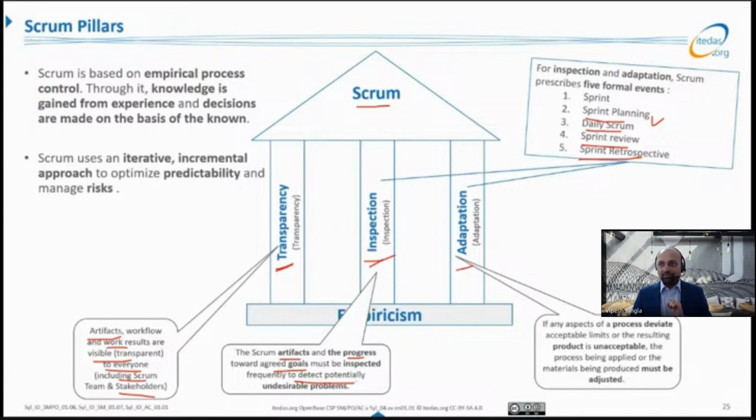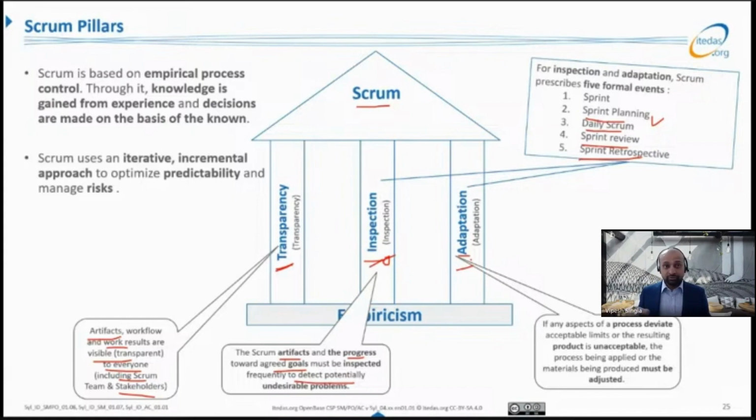And then you have the third pillar, which is adaptation. So whatever problems you have found during your inspection, you adapt your ways of working or product as per what the team thinks is right. Like, let's say the customer has used the product and has given us feedback. So use that feedback to adapt the core product according to customer feedback.